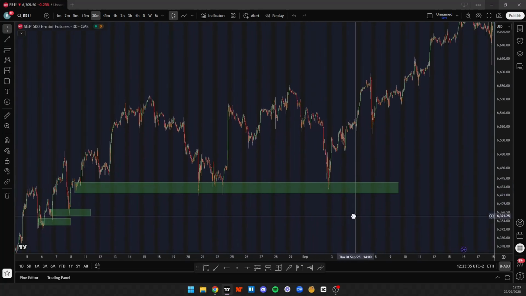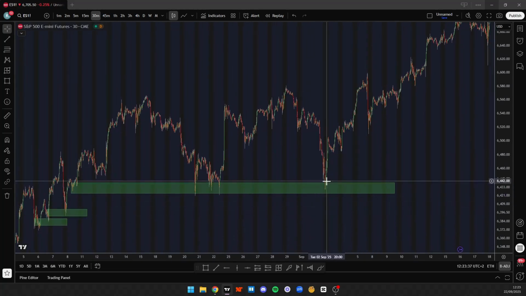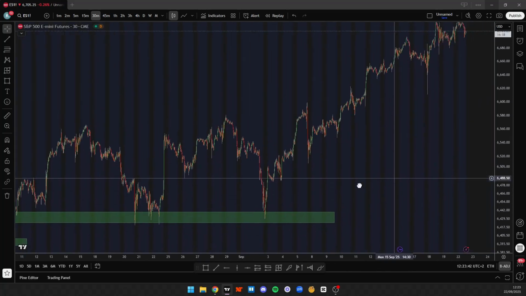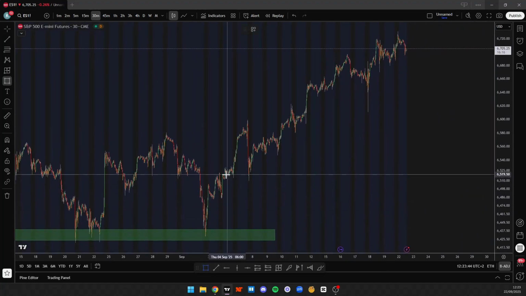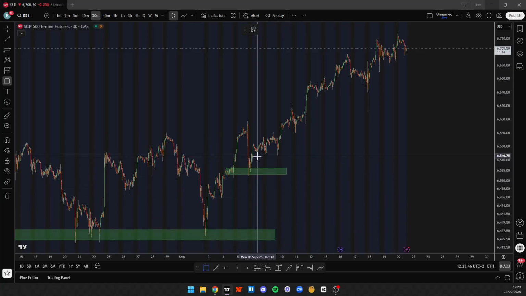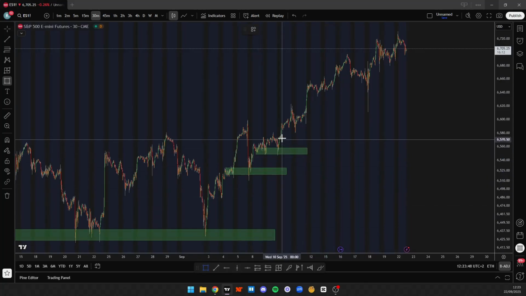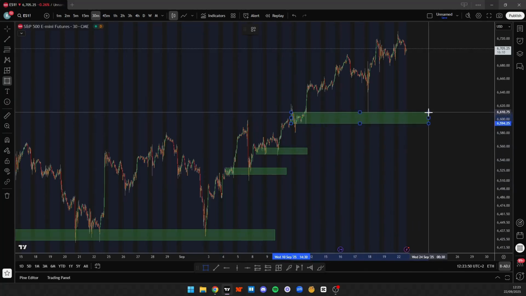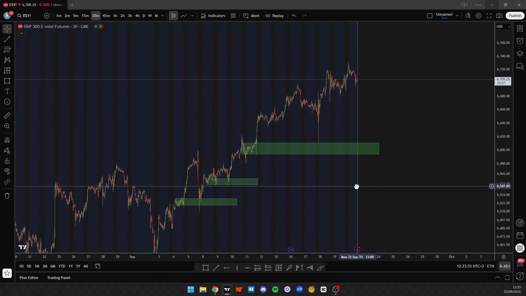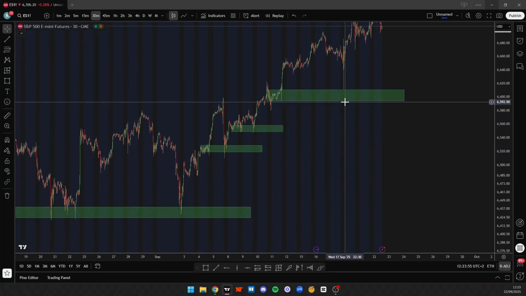The buyers are a lot in control. You can see all the strength at these major dips, how the price just keeps pushing upwards, and it's just crazy, to be honest, to see how buyers are just so much in control. This whole area right here, price wicked into it, and it just keeps going on and on and on.